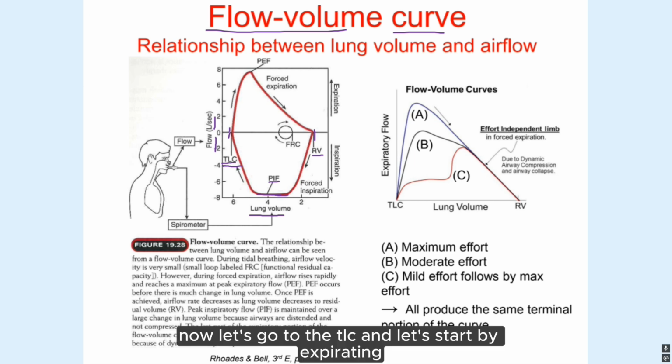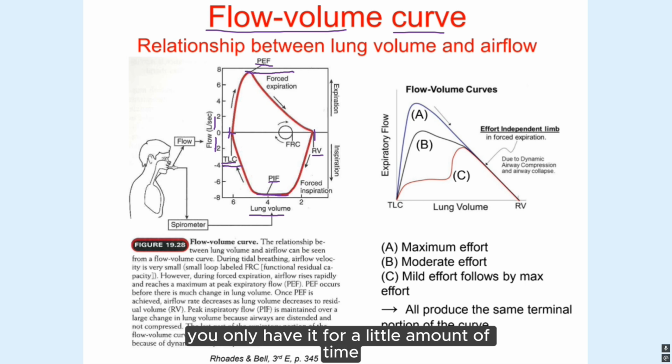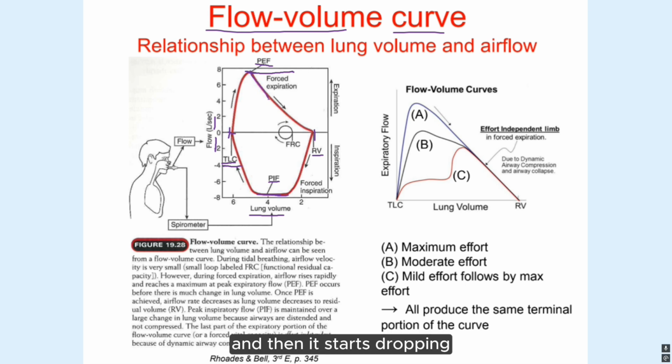Now, let's go to the TLC and let's start by expiring, by releasing all of your air as hard as you possibly can. So you can see that the flow is going up until you reach a maximum, which is your peak expiratory flow. This is your maximum. You cannot have a higher force than this. But you can notice that unlike the peak inspiratory flow, you are not maintaining your PEF. You only have it for a little amount of time and then it starts dropping.